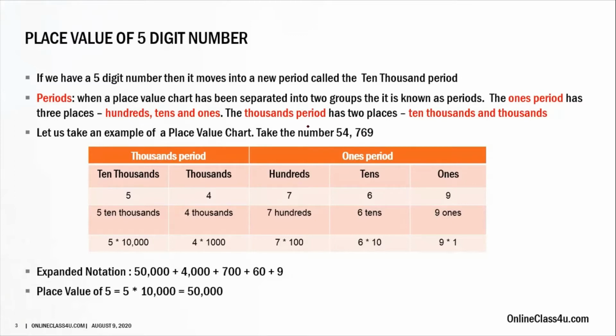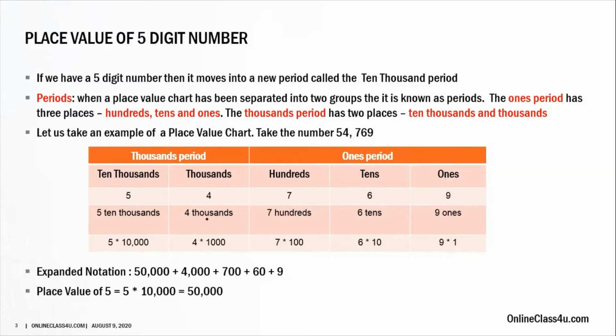Now let us take an example of a number, say 54,769. We'll design a place value chart from this number. Here, according to the places of the digits, we'll be putting the values into their places. So 9 will be coming under ones place, 6 will be coming in tens place, 7 will be coming under hundreds place, 4 will be coming under thousands place, and 5 will be coming under 10,000s place.